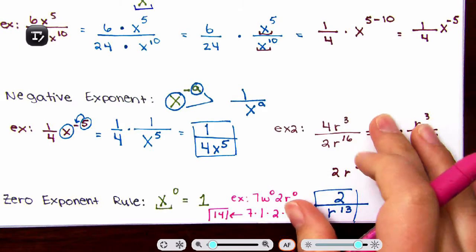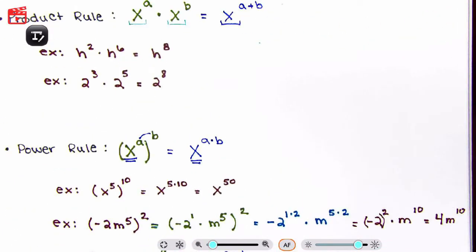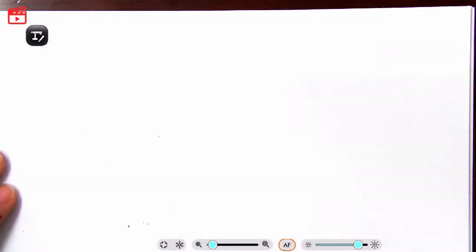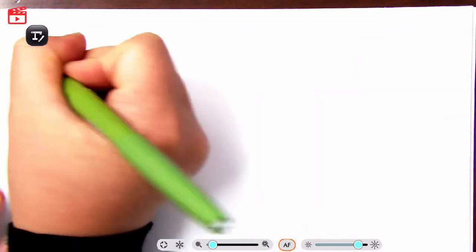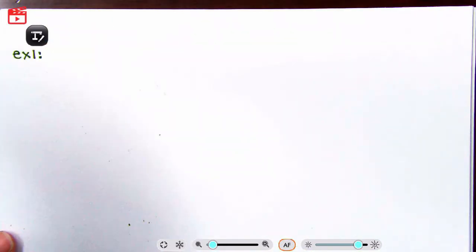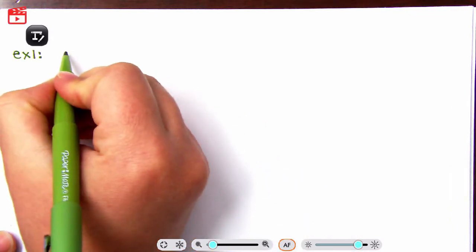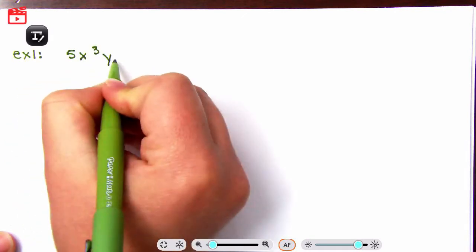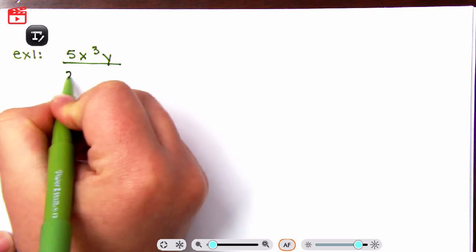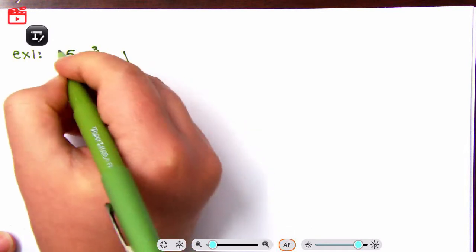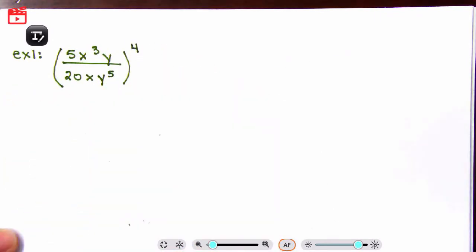So now let's take all of these properties, all of these rules, and apply them to some examples and simplify some things. For example 1, let's do 5x cubed times y divided by 20x y to the 5th power. And all of this is going to be raised to the 4th power.